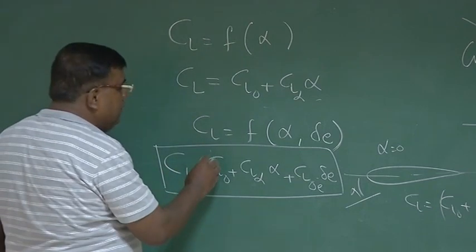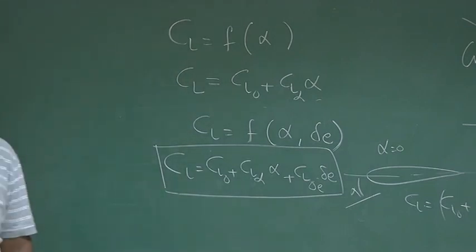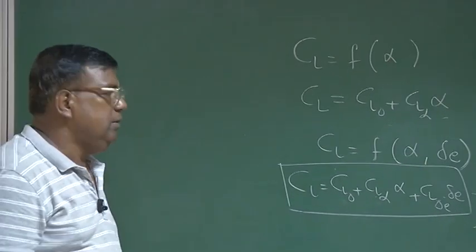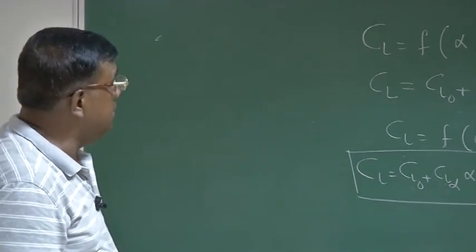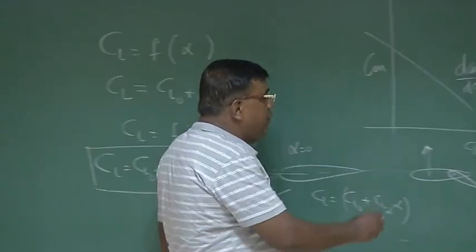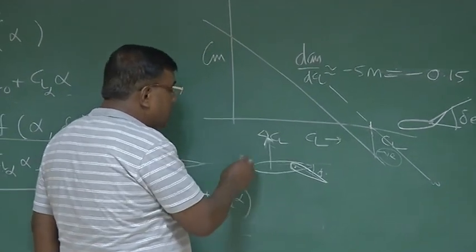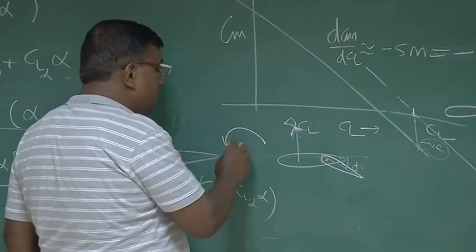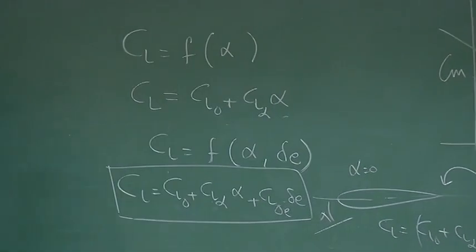Please understand all these values, CL naught, CL alpha, CL delta E, can be estimated depending upon geometry and flight conditions. So you assume that these are available for a given geometry and given flight condition. So if this is true, the moment I am deflecting the elevator, it is not only giving some delta CL, it also gives a moment, right? So now I must modify the moment equation also.